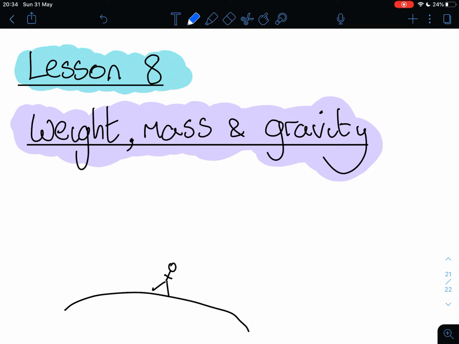Lesson 8. Weight, mass and gravity. Hopefully this should all be familiar to you. We've introduced this in Year 7 in the Spaces module. We've done it in Year 8 in the Forces module. We do it again in Year 9 in the Energy and Forces module with me. And now we're doing it in Year 11, which is this topic.